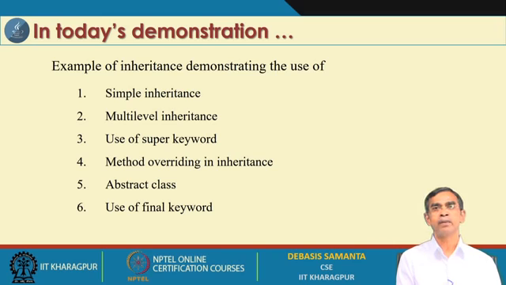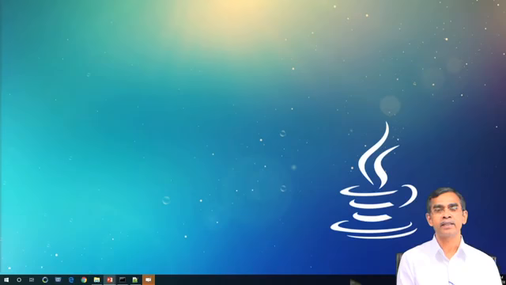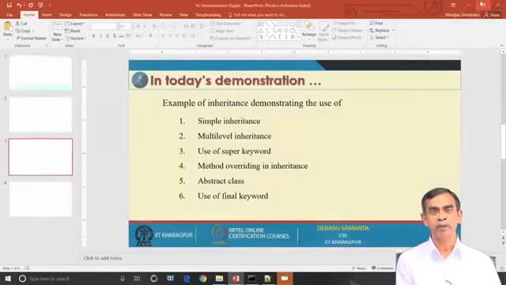There are two more keywords, namely abstract and final, that come in the way of inheritance. So, we will discuss these. These are the topics that we are going to discuss in this demonstration lecture. Now, let us have a first demonstration on simple inheritance. How a class can be inherited from another class, we can see it. Let us have the demo.